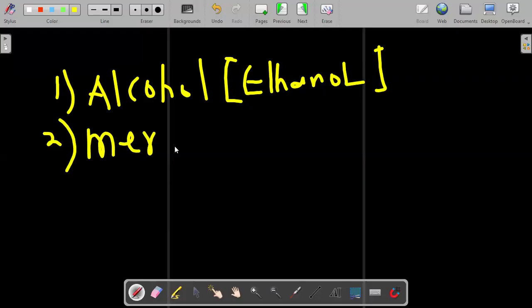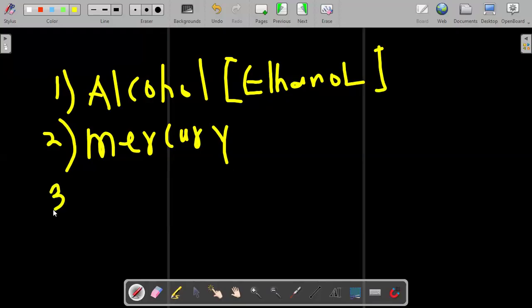Number two substance is mercury. In fact, the liquid substance you see in the hospital is actually mercury, the one we use around our clinics, hospitals, and pharmacies. The substance inside is mercury.